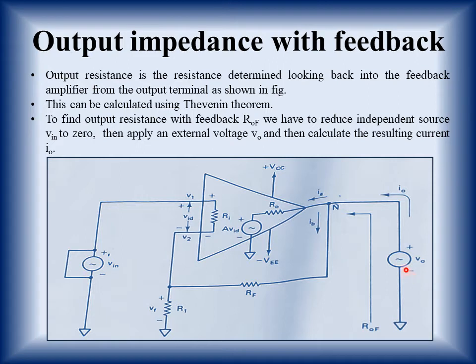Then we apply an external voltage V naught, and we calculate the resulting current. The current flowing due to this voltage will be I naught. This I naught comes here at the node capital N. It divides into two, IA and IB. And the output impedance with feedback is calculated here, ROF. So first of all, we'll go through the definition of ROF and then we'll calculate it.